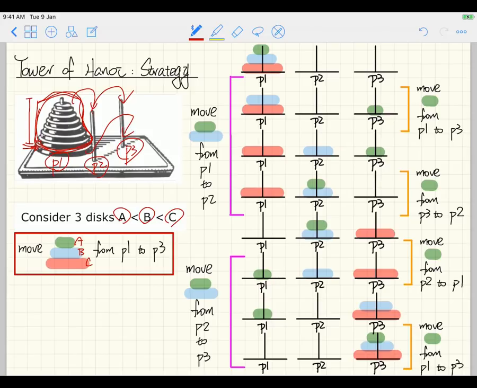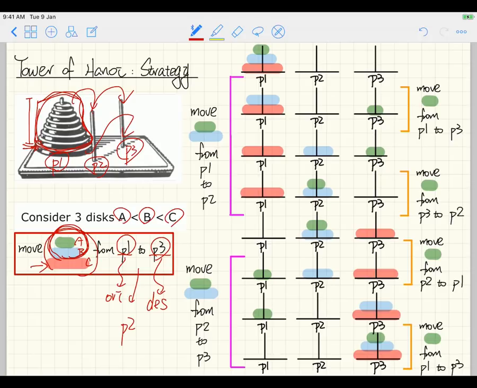Let's say the problem is that we want to move this stack of 3 disks from P1 to P3. You can think of P1 as the origin and P3 as the destination, right? According to the strategy, we have to somehow move everything except for the largest one, just A and B. We want to move A and B to some intermediate peg. So what will be the intermediate peg? Since we want to move from P1 to P3, the intermediate will just be P2, right? So somehow the Java code is going to calculate what the intermediate peg is, okay?